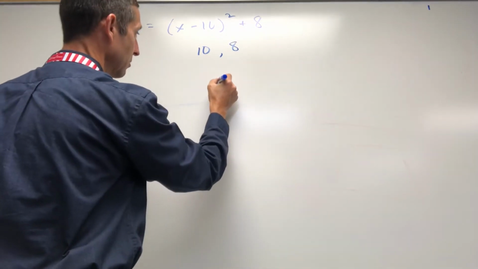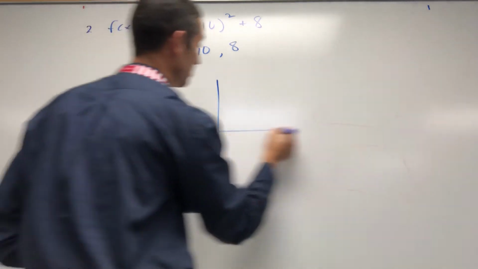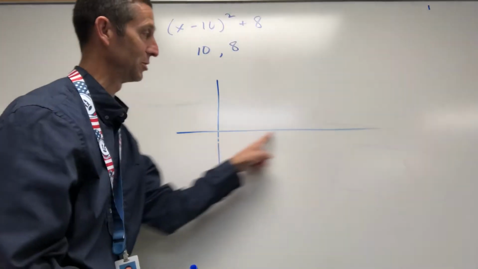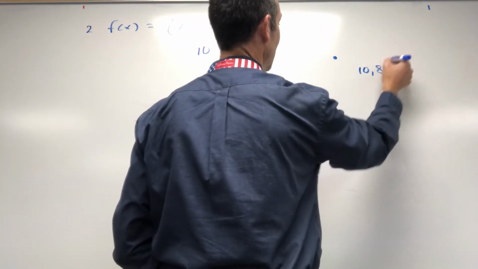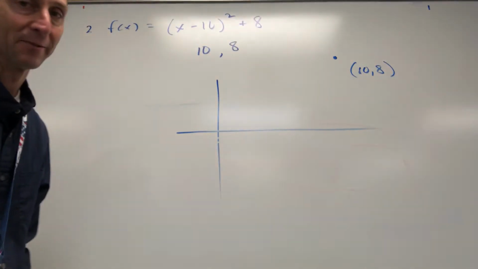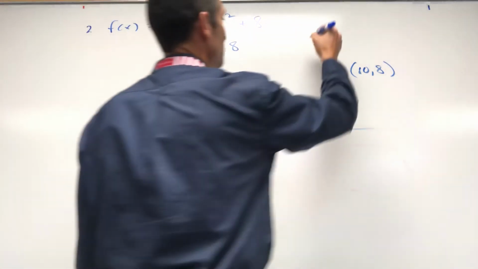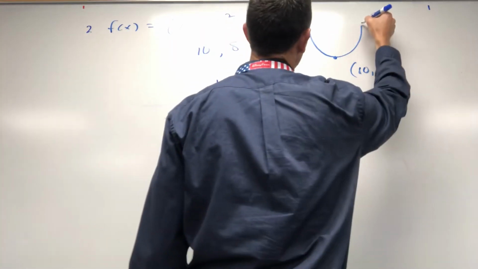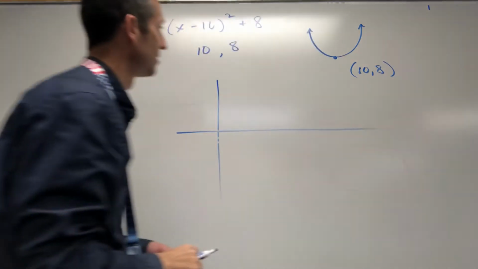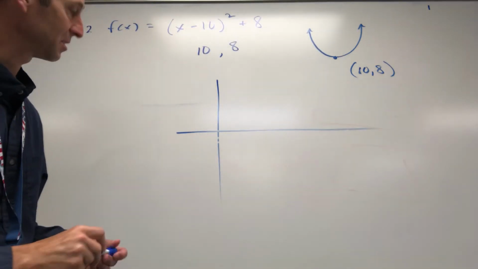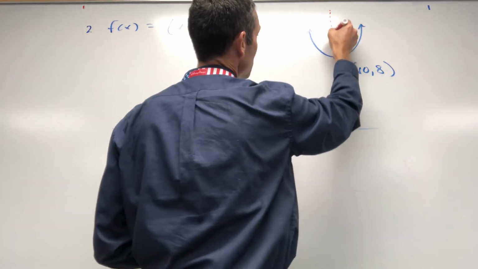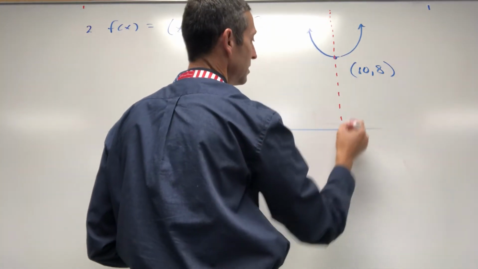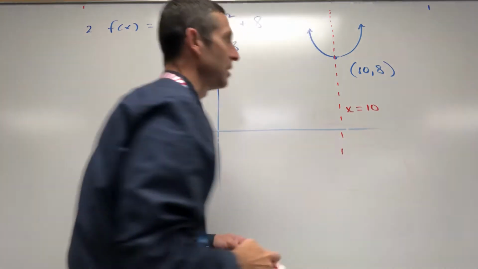So if you're thinking about a graph of this, wow, it's going to be way over here. Here's 0, 0, 10, all the way up there to 8. It's way out there on a graph. So there's 10 and 8. We can sketch our parabola. You got to come up with your axis of symmetry. That's this line that comes right down the middle. So that's your line, x equals 10.